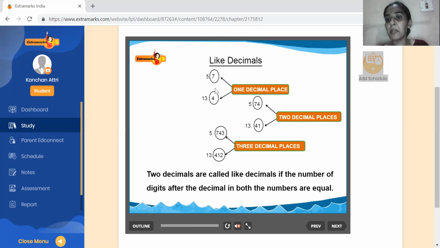Okay, one decimal place in each now. So these are like decimals. Same as in example 2, we have two decimal places, and here we have three decimal places. Means the decimal places have to be an equal number. If the first number has 2, the second number's decimal places should also be 2. So these are like decimals.